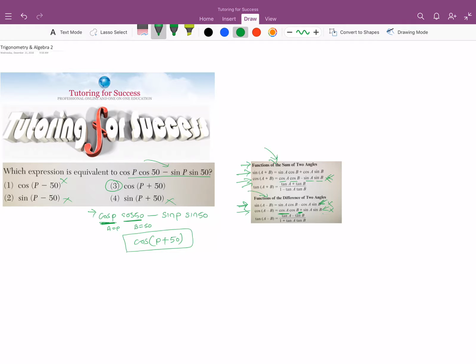And the formula is right in the reference sheet section, and it is the sum of angles or difference of two angles.